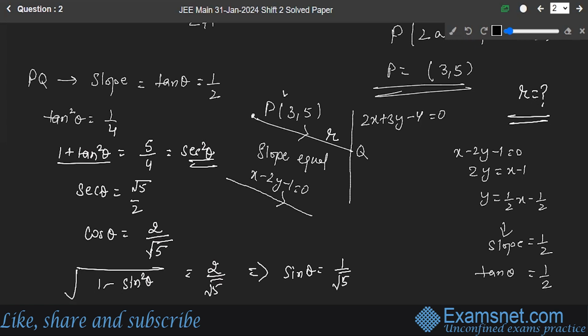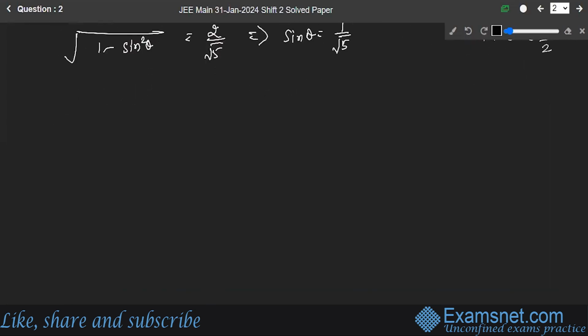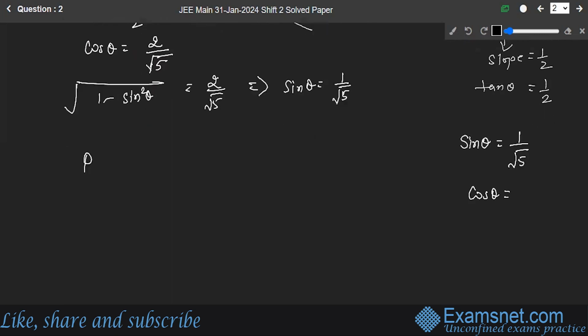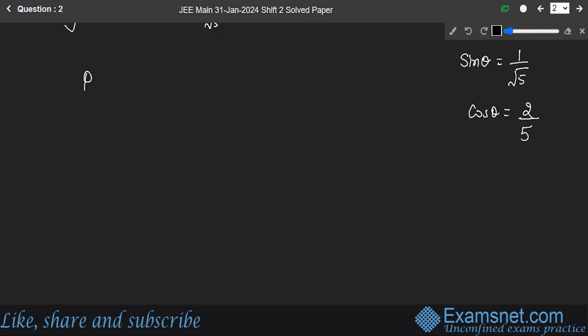Now I have the point P, but there's a problem. What is the problem? I don't have any particular formula for that. What will I do? Let's find out the parametric form of this point P, because I don't want the perpendicular distance. I want the distance in which I am given the angle theta. So remember, I got the value for sine theta as 1 by root of 5, and cos theta was equal to 2 upon root of 5.